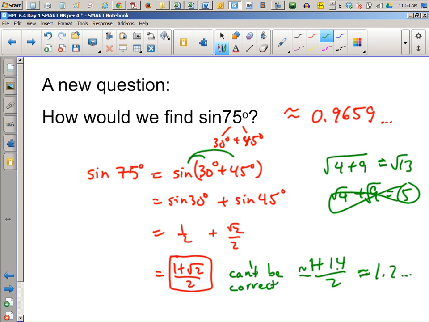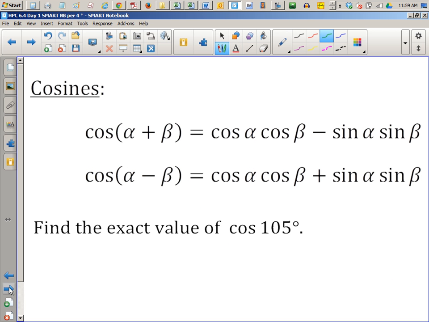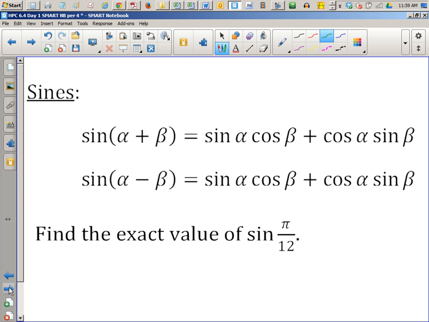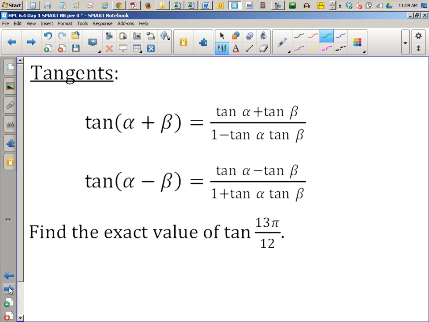Here's how the student should actually do it. They should follow one of these 6 formulas. I'm going to show you all 6, and then I'll rewind and let you write them down, okay? We have a formula for adding 2 angles and finding the cosine. We have a formula for subtracting the angles and finding the cosine. We have 2 formulas for sine. One is for sine adding 2 angles, and one is for sine subtracting 2 angles. And we have one for tangent, adding 2 angles, and one for tangent, subtracting 2 angles.